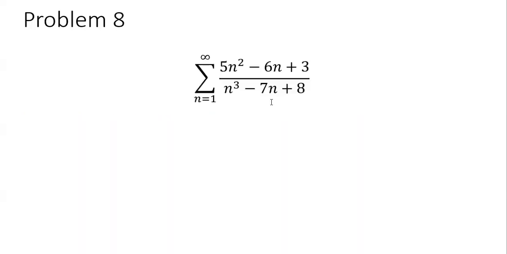Okay. Number 8. How about this guy? The summation as n goes from 1 to infinity, 5n squared minus 6n plus 3 over n cubed minus 7n plus 8. How do we determine the convergence of this guy or not? If you watched my video on testing series and deciding which test to use, this looks like a rational function. So when it looks like a rational function, the easiest test in my opinion to use is the limit comparison test.